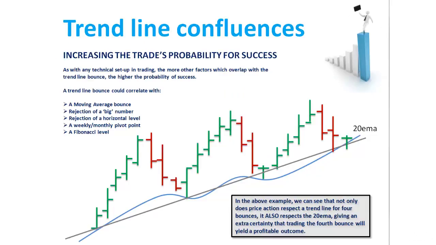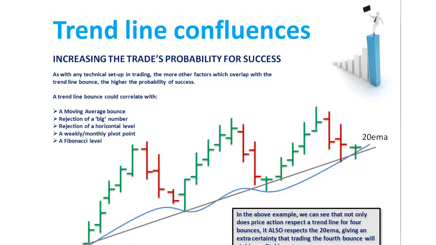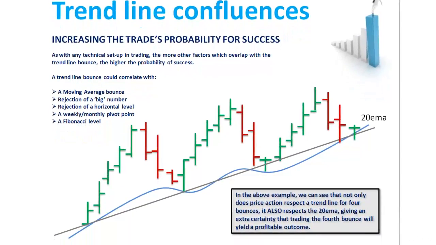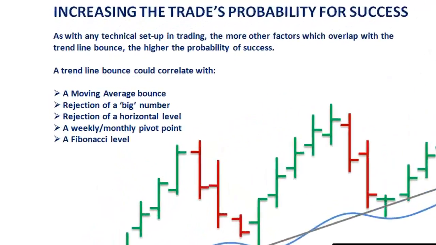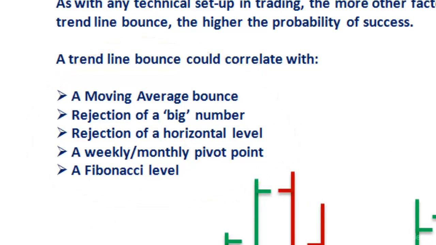And we're really going to draw this into your minds, with any technical setup, the more factors which overlap with the trend line or whatever technical indicator you're looking at, the higher probability your trade is. So it could be a moving average, rejection of a big number, rejection of a horizontal level, a Fibonacci level, or a weekly or monthly pivot bounce.